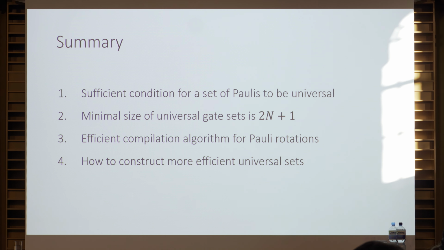Yeah, and with this, I'm at the end. I will give a brief summary, and then I will discuss some outlooks a little bit longer, because I think I still have a little bit of time. So what we've seen: in the first part, I gave a construction, which is a sufficient condition for a set of Paulis to be universal. That's already nice. We could prove that the minimal size of a universal set is 2n plus 1 if you're only considering Pauli rotations. And if not Pauli rotations, you can go down to 2.